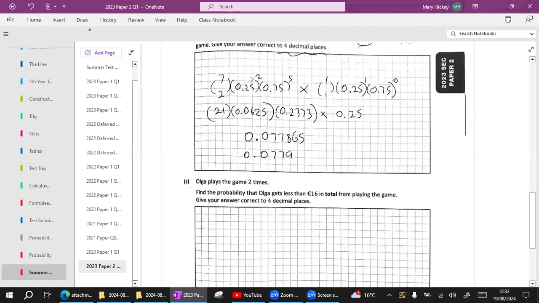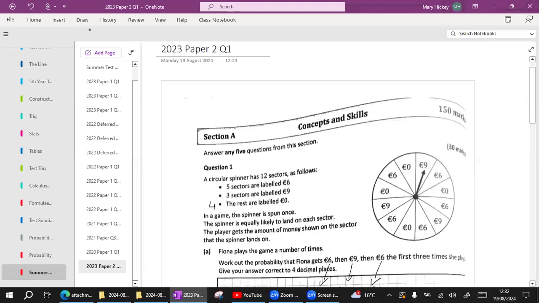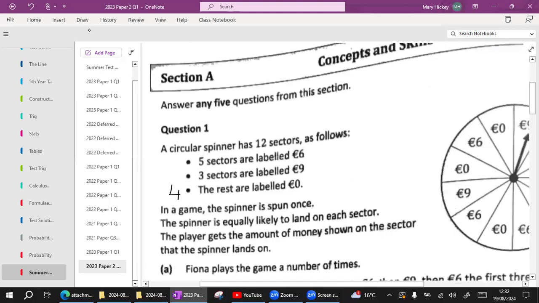Ogla plays the game 2 times. Find the probability that Ogla gets less than 16 in total from playing the game. Give your answer correct to 4 decimal places. Okay, so she plays twice, and we want to know the probability that she'll get less than 16. Okay, well, let's think about it. So go back up to our options.